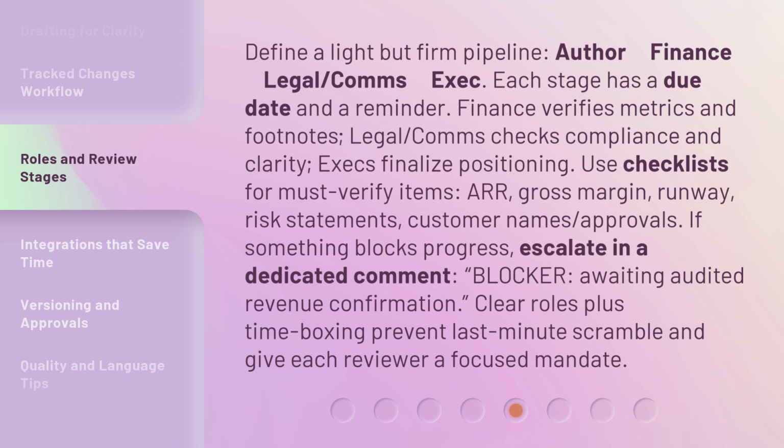Use checklists for must-verify items: ARR, gross margin, runway, risk statements, customer names/approvals. If something blocks progress, escalate in a dedicated comment. Blocker, awaiting audited revenue confirmation. Clear roles plus time boxing prevent last-minute scramble and give each reviewer a focused mandate.